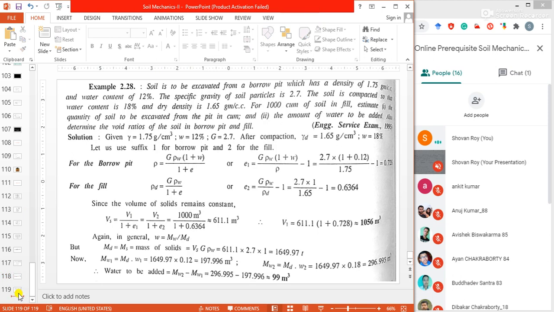Let's see the solution. The given unit weight of the soil is for the borrow pit. Water content is given. These are the natural or bulk values. This is the bulk water content. This is the bulk unit weight. Natural means all the values which are taken from natural conditions.